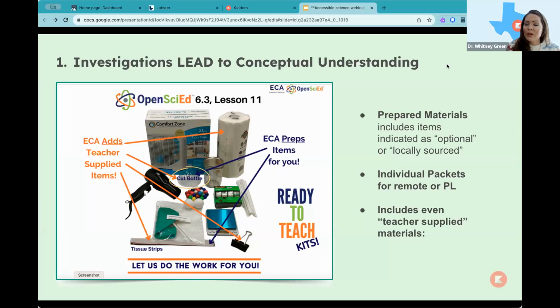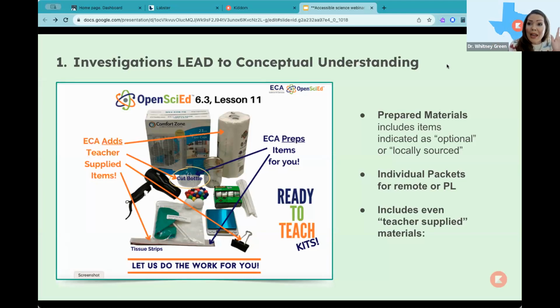At Kiddom, we've partnered so that your lab materials will already be packaged for every single lab and dropped off at your doorstep. Yes, I said your doorstep, like Amazon. It's almost like Amazon with science labs is how I think about it. Everything will be brought to you and replenished. You box it back up and it will be shipped right back, and they will house all your materials.